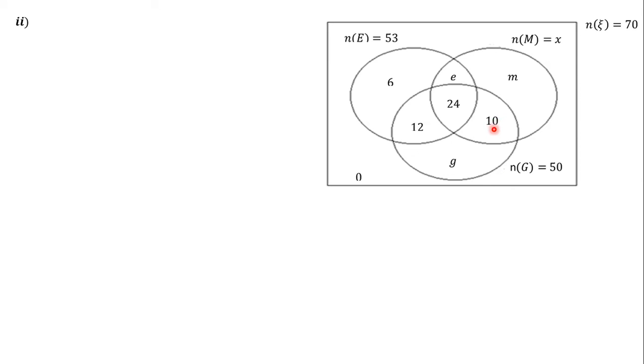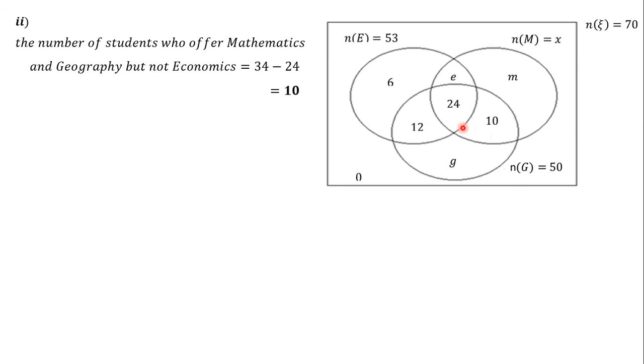You are right. But when we were putting a 10 there, we didn't show how we got the 10. We didn't show the working. So we need to show the working. And how do you show the working? Remember, we're told that the number of people who offer mathematics and geography was 34. That is from here, 34. And to get this part, we took 24 from 34, as you can see here, to get the 10. So now we have shown working.